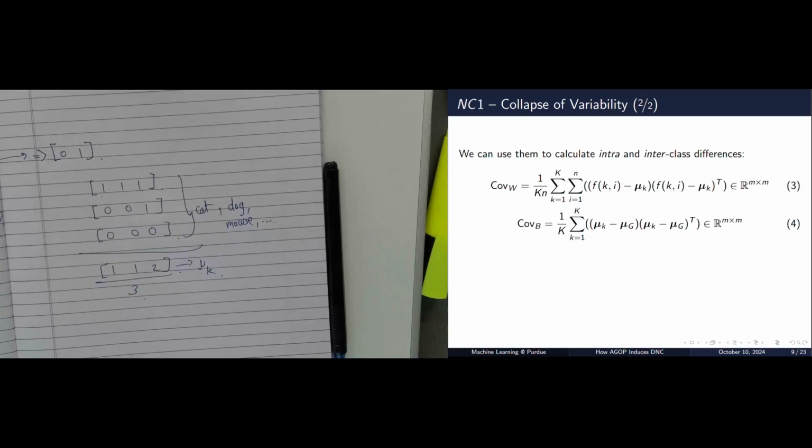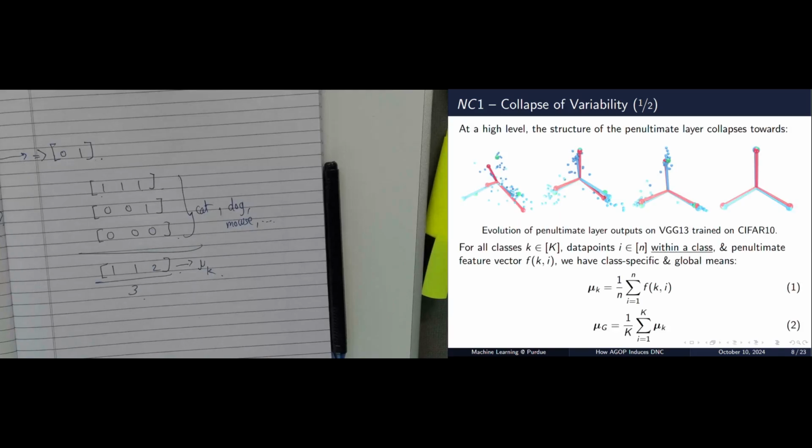Okay, now we're going to discuss the actual formulae for the collapse of variability. We compute the covariance within each of the classes with this equation, and that's the W for within, and we compute the covariance between each of the means, so this is the covariance between. It is just the definition of the two. We are computing the outer product of each class mean minus the global mean, and we get the covariance for the dots that are present over here.